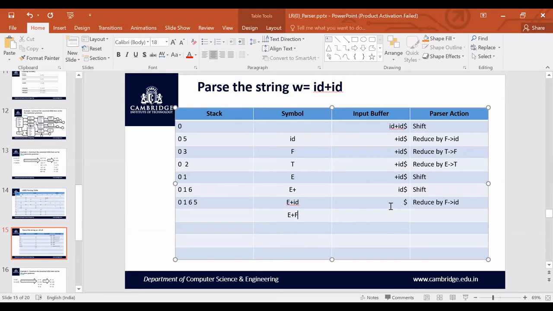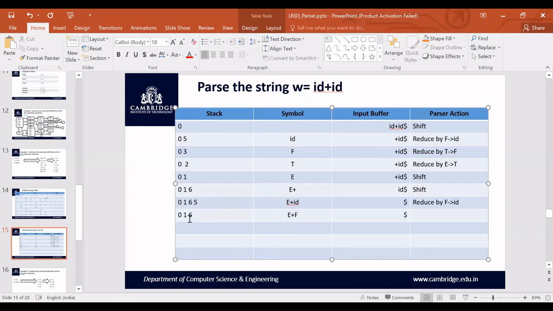Okay. What are the contents of the input buffer? Input buffer is empty, which is having $. So how many symbols have I replaced here? I have replaced only one symbol, ID with F. So how many states am I supposed to pop out? I'm supposed to pop out only one state. The state that is present on the stack top is 5. So I will be popping out 5 from the stack. So 0 will remain as it is, 1 also will remain as it is and 6 also will remain as it is, and 5 I am popping out because I am reducing one symbol.